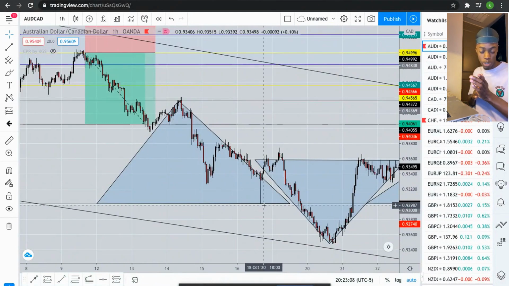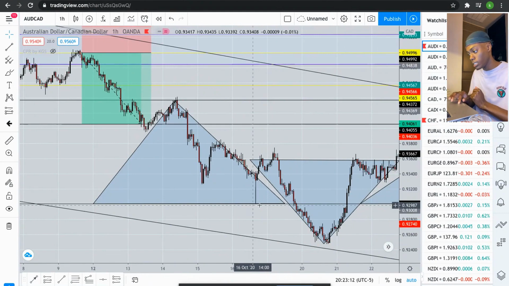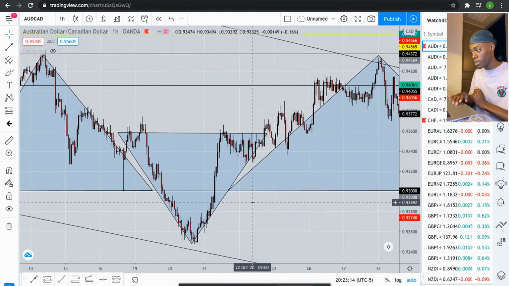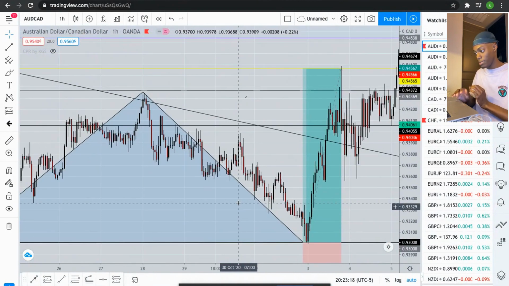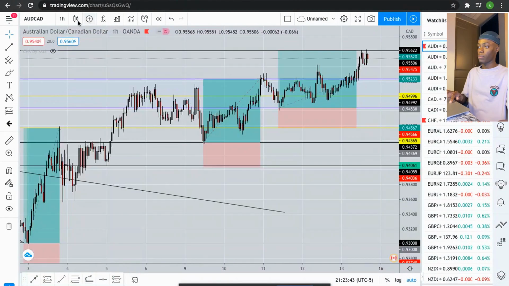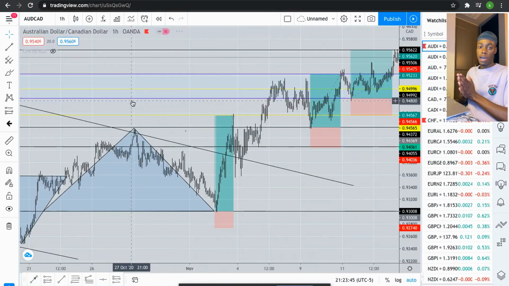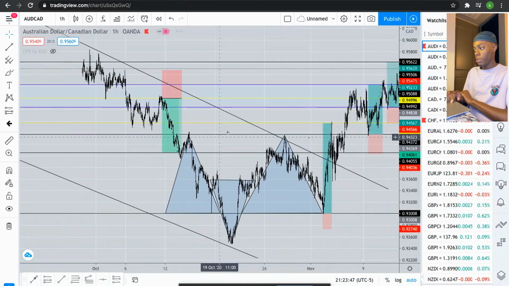Remember those little zones I told you guys about? That's exactly what I used here. So I set my base at that wick, ended up getting an entry, and look at it, man, that's just a crazy entry.